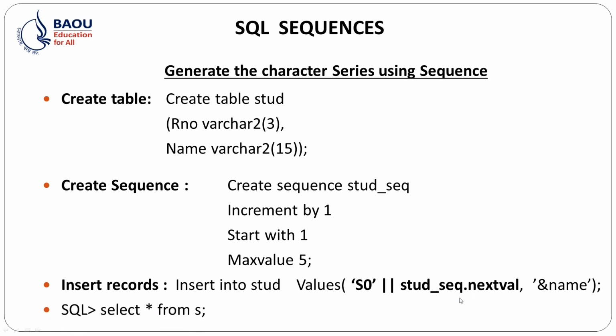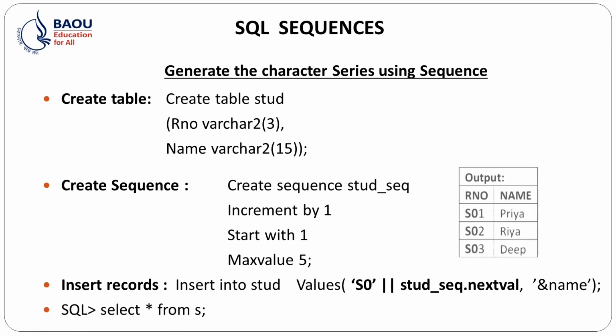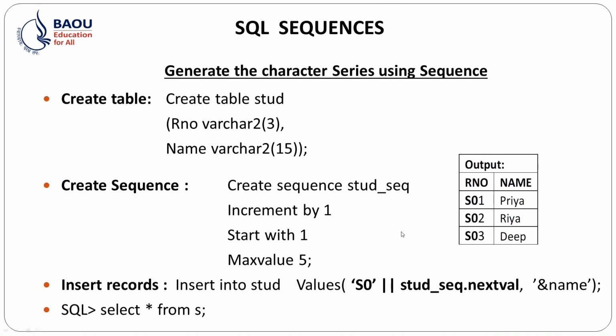See, select star from student table. So, how to insert in a student table? This one is not S, okay. This is stud. It is a mistake. This is the student table. Here, the output is SO1, SO2, SO3. SO is a fixed character, and 1, 2, 3 is generated by the sequence dot nextval. So, it will join. This pipeline joins them together.